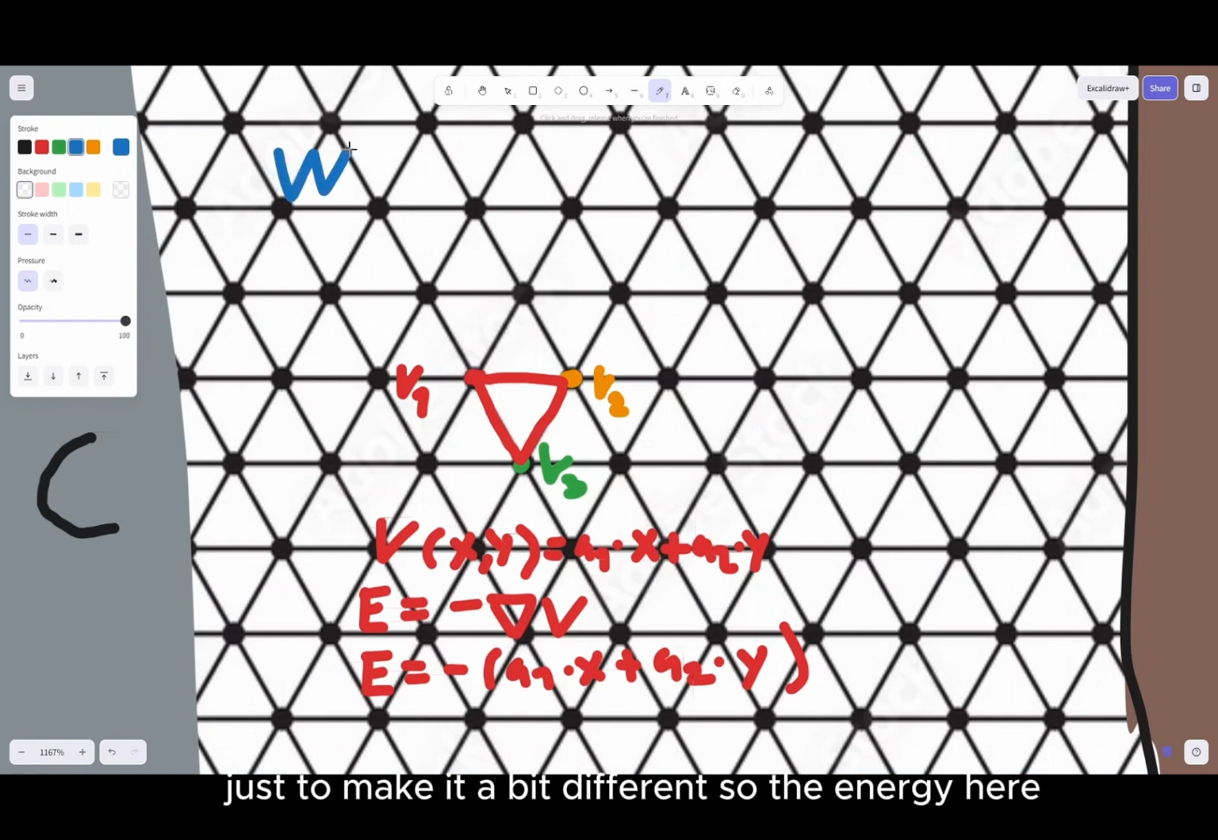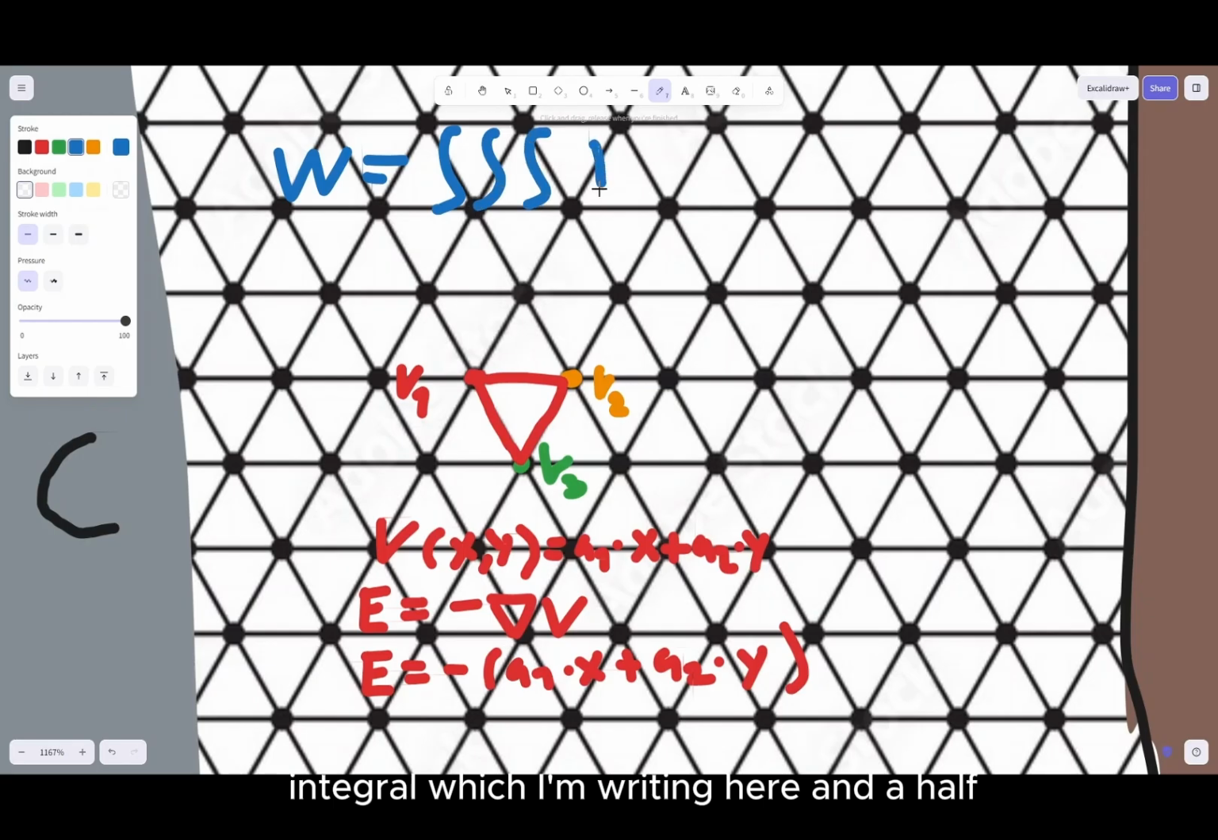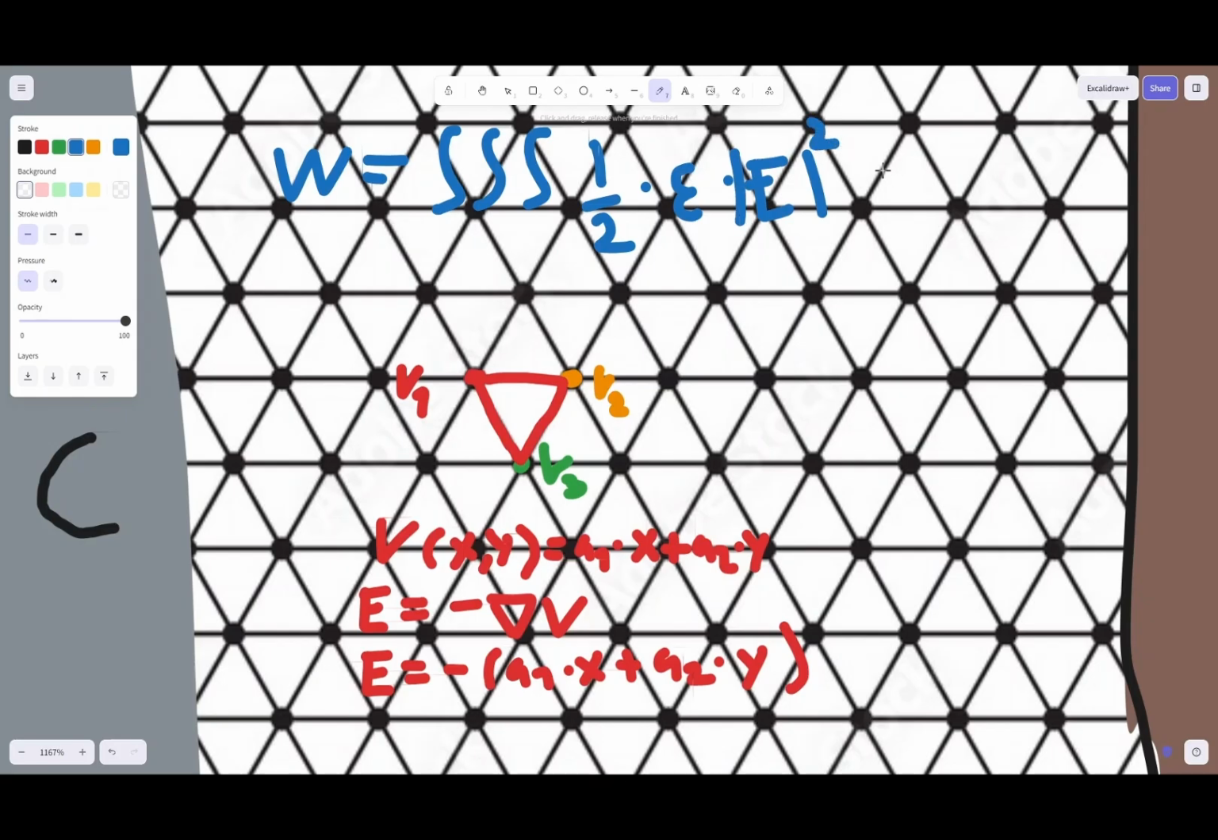So the energy of this kind of system is equal to the triple integral, which I'm writing here, of one half times the permittivity times the absolute value of the electric field squared, and then we integrate over the whole geometry. So this is the energy of the whole geometry. And we want to find where this energy goes towards the minimum.